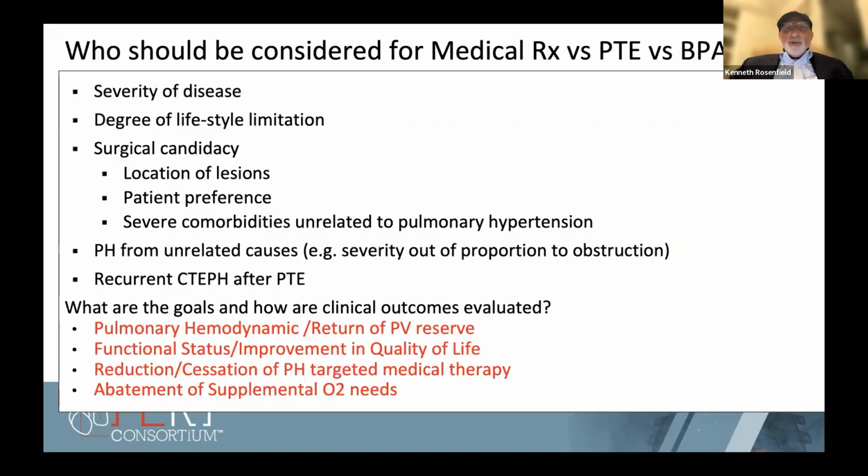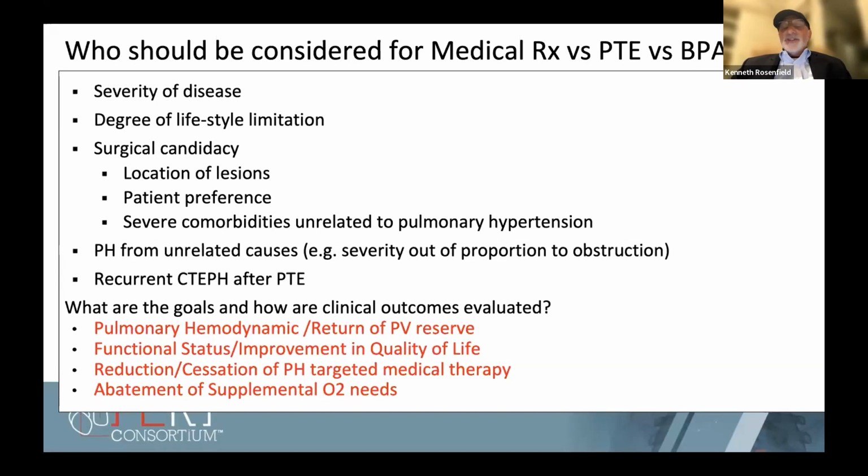So who should be considered for medical therapy versus PTE versus BPA? Well, obviously, it depends upon a lot of things: the severity of the disease, the degree of lifestyle limitation, whether they're a candidate for surgery for a variety of reasons, whether they have PH from unrelated causes, is the severity of their PH out of proportion to the obstruction? Do they have recurrent CTEPH after PE? And what are the goals of therapy, and how are the clinical outcomes evaluated?